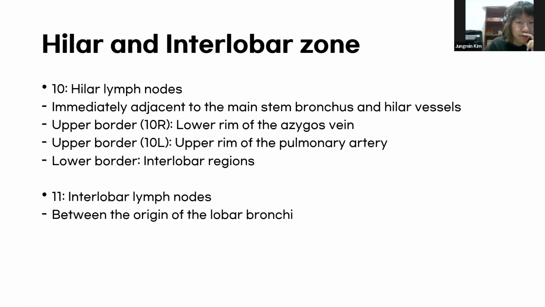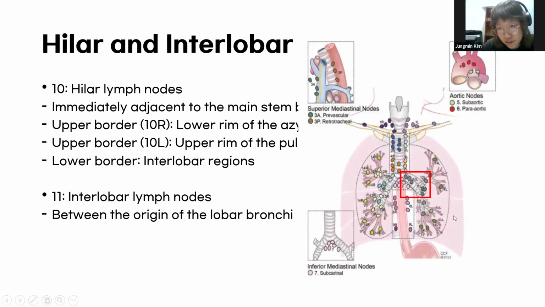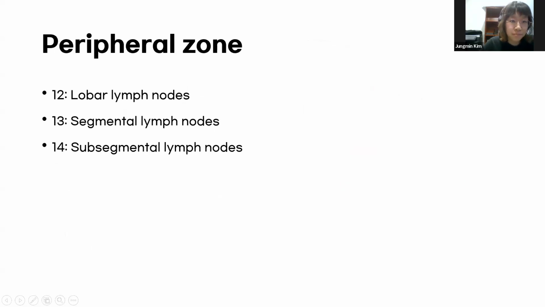And there are the hilar lymph nodes and interlobar lymph nodes. Hilar lymph nodes are immediately adjacent to the main stem bronchus. So it's right here. It's not between this splitting bronchus. It's right next to the subcarinal lymph nodes. The interlobar lymph nodes are between the origins of lobar bronchi. And there are the lobar lymph nodes, segmental lymph nodes, and subsegmental lymph nodes. These are more peripheral and more local. These nodes are very tiny and often not visible unless they are abnormally large. They are also part of the N1 category, which means localized spread.